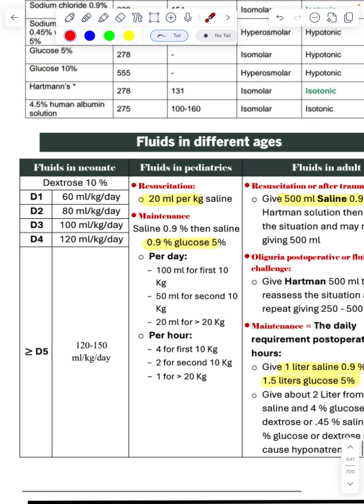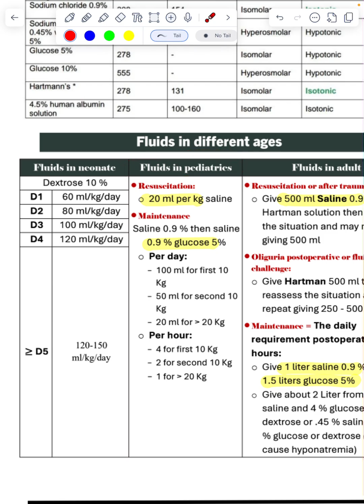Fluids in different ages. In neonates, what do you give? Dextrose, sugar, 10% dextrose. For day 1, day 2, day 3, day 4, day 5: a 1 day old baby gets 60, 2 day 80, 3 day 100, 4 day 120, and 5 day 120 to 150. Start from 60 and increase by 20 every day.